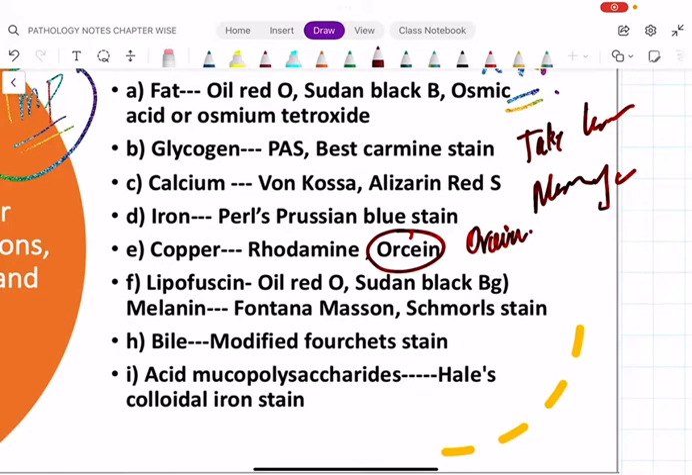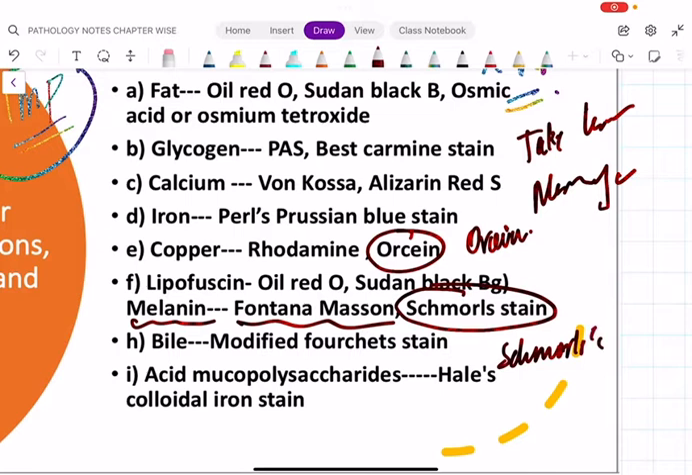Then we have what? Melanin: Fontana Masson, and there is one more stain called Schmorl's. The CH is silent, so it is Schmorl's staining. Remember, Schmorl's staining is also for melanin. So, which of the following stains can be used to stain melanin? In case of multiple option type questions, you can go for both options: Fontana Masson, which is the most specific, and Schmorl's staining. And for copper, two stains: rhodanine and orcein.